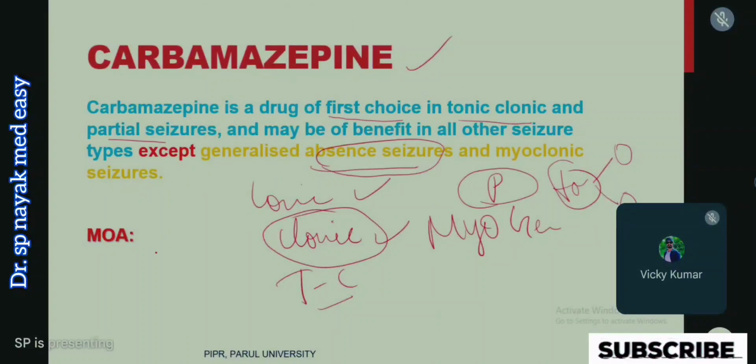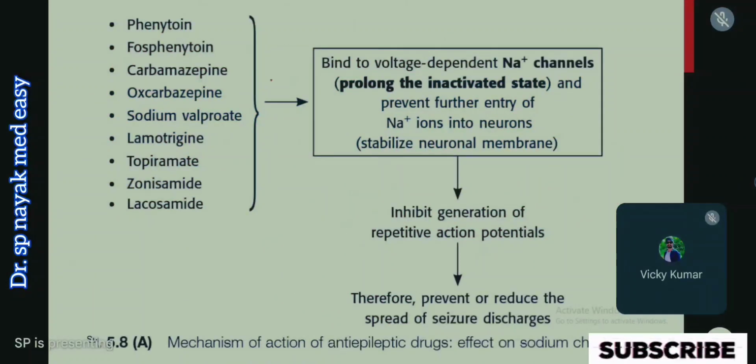Now the mechanism of action. In the previous class I already told you, same like phenytoin and fosphenytoin, carbamazepine is also included in the same class. Carbamazepine binds to the voltage gated sodium channels and stops the entry of sodium, and with that it will inhibit the generation of repetitive action potentials, and thereby it will stop seizures.